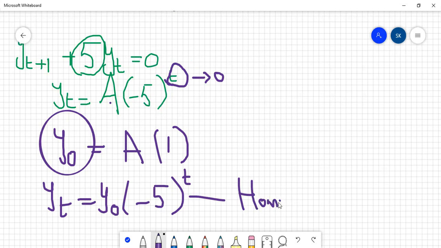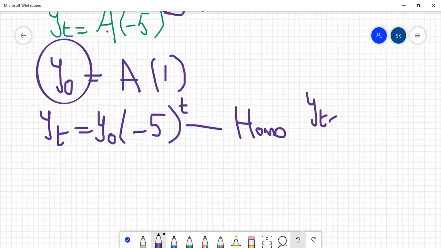Now, what if we have a non-homogeneous case? It is very simple. For the non-homogeneous case, suppose we have y(t+1) plus a y(t) is equal to c. So therefore, in this case, the value of c will not be 0. It will become c. Let me draw a line over here.